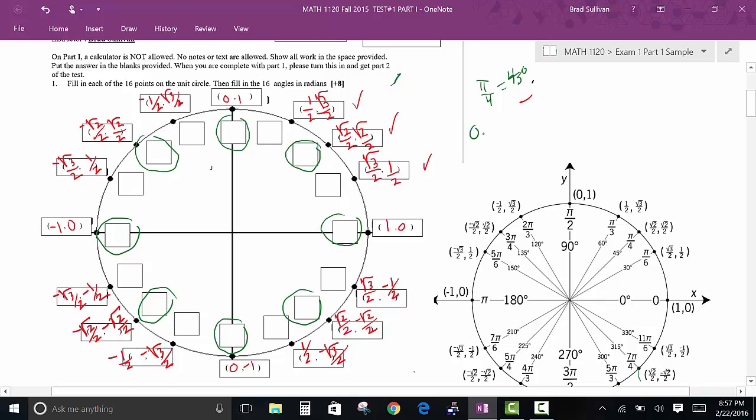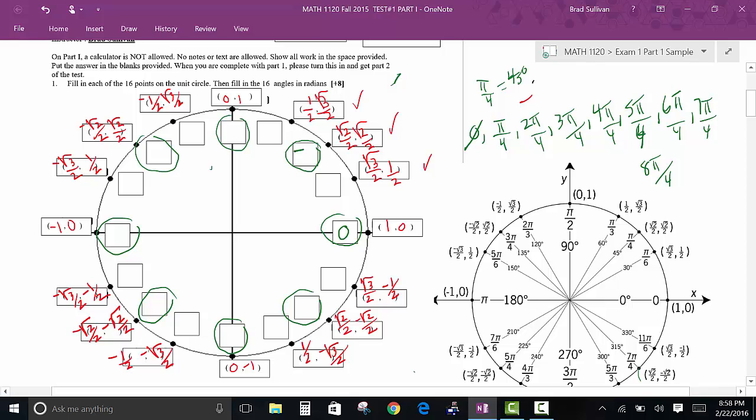So we just go 0, 1 pi over 4, 2 pi over 4, 3 pi over 4, 4 pi over 4, 5 pi over 4, 6 pi over 4, 7 pi over 4, and all the way up to 8 pi over 4. Now I'm going to reduce all these fractions. So I'm going to have, of course, 0 radians there, pi over 4 here.